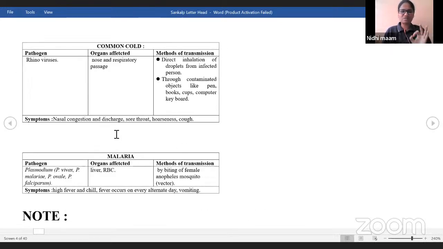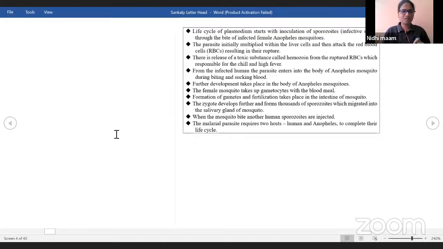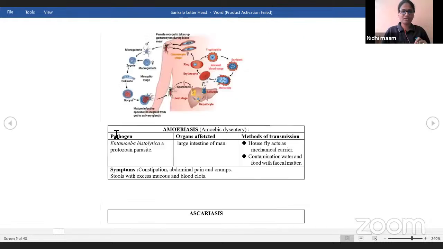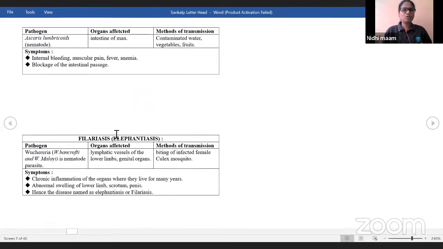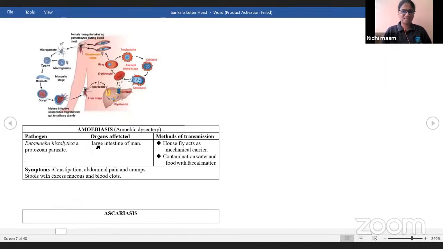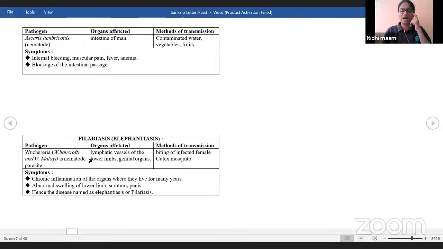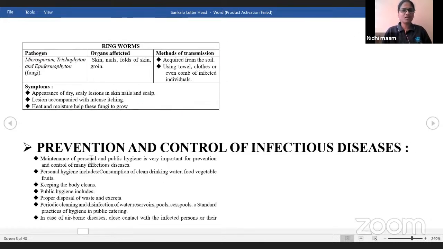Rhinovirus affects the nose and respiratory passage. Then malaria, Plasmodium vivax, which is a protozoa. Life cycle of malaria is very important for the board. Then amoebiasis or amoebic dysentery, which is caused by Entamoeba histolytica. Then Ascaris lumbricoides causes what? Ascariasis. Then filariasis or elephantiasis, which is caused by Wuchereria, a nematode parasite. Ringworms, caused by microsporum and epidermophyton, are skin diseases. So these all are the diseases which we come across in this lesson.